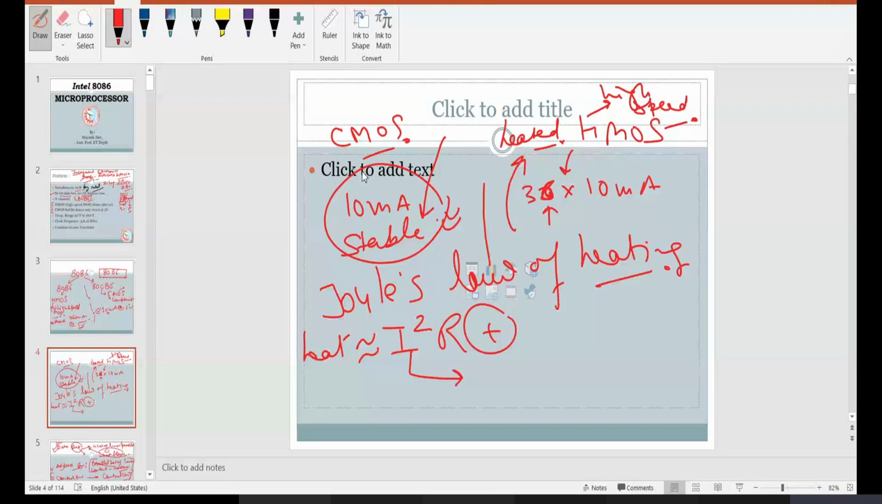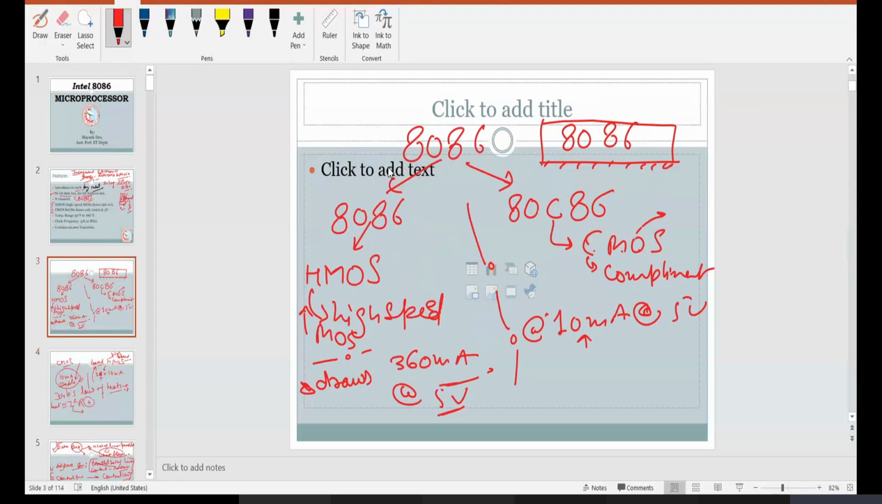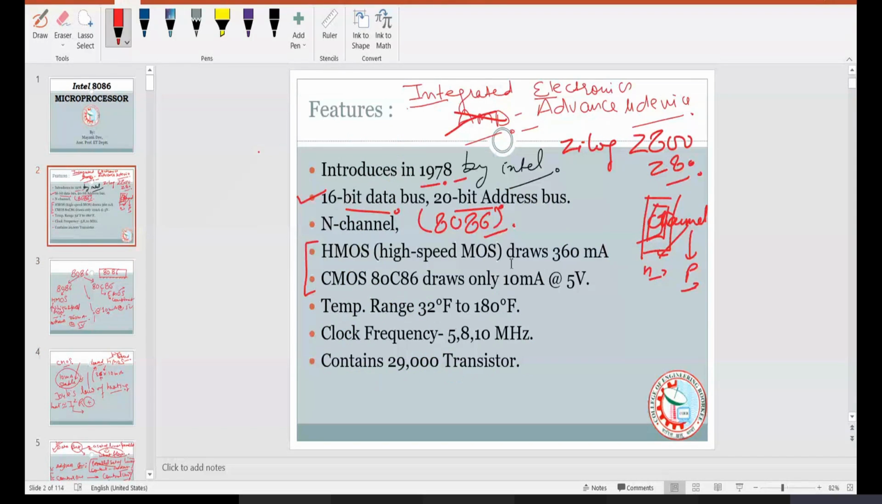So they will be costly. On the other side, CMOS circuits are very good for domestic purposes. They are pretty stable, but you may not be able to get too much high speed application from them. Understood? So we have discussed these two points, CMOS and HMOS.